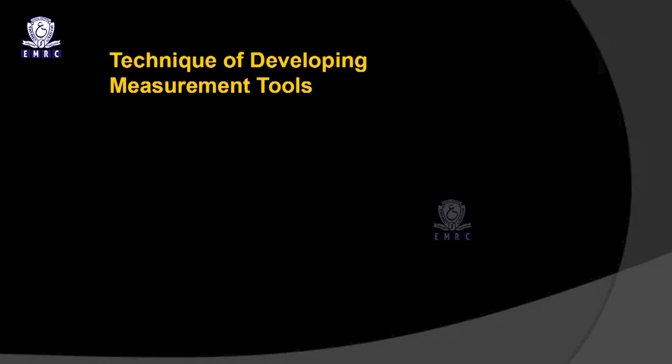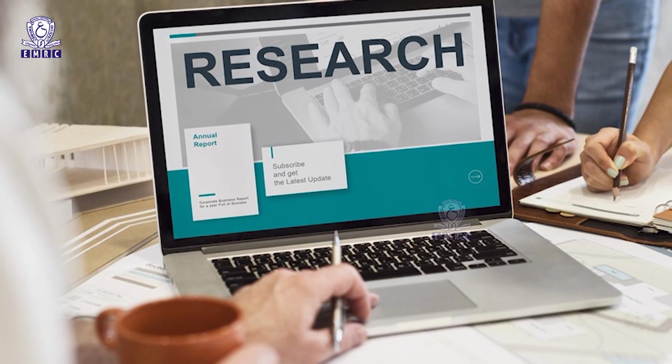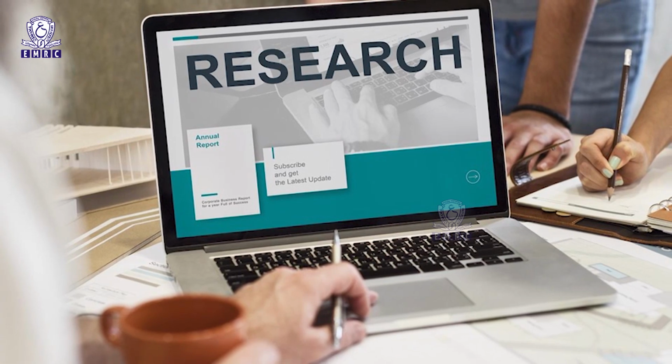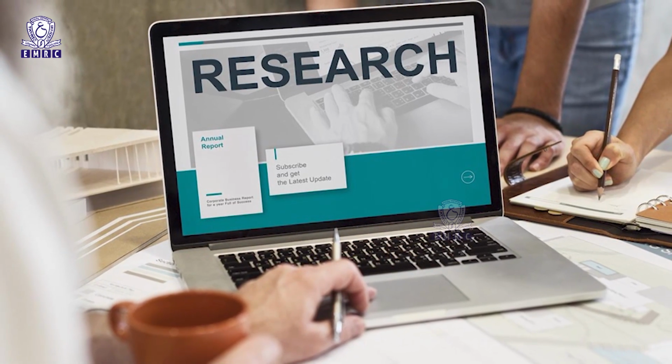Now, let us discuss the techniques of developing measurement tools. The technique of developing measurement tools involves 4 stages. The first one is concept development. The researcher should understand the major concepts pertaining to the study. Second one, specification of concept dimensions. It is the second step in which the researcher has to specify the dimensions of the concept that he or she has developed in the first step.